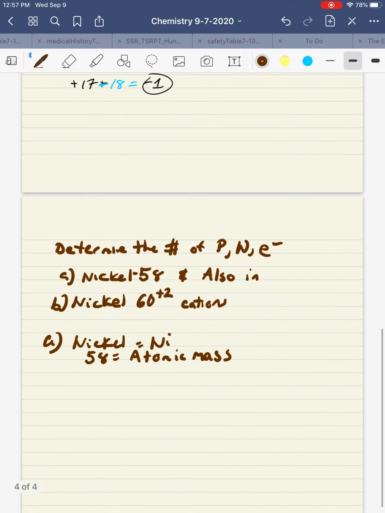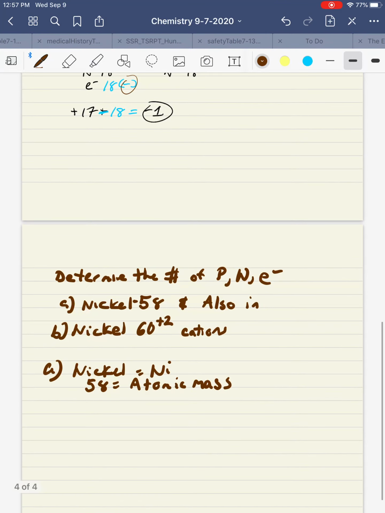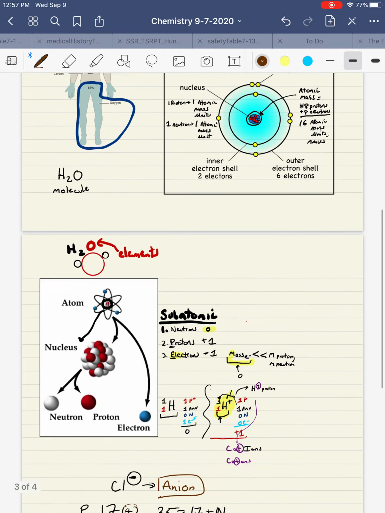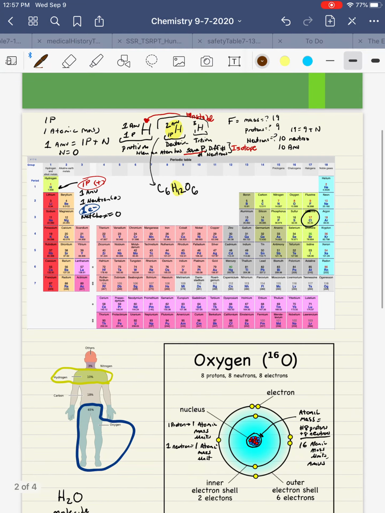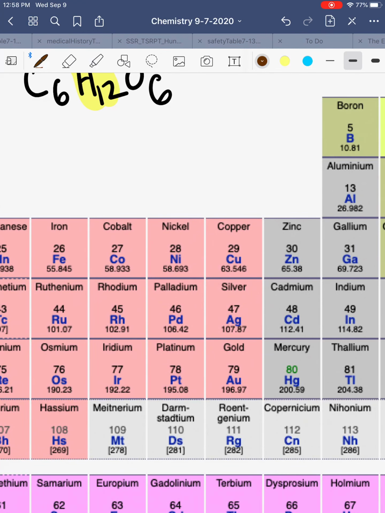All right, so you have to first go to the periodic table. Let's look at nickel. All right, nickel's right over here. Everyone see that? So the first thing we need to say to ourselves is, how many protons do we have? Well, that's easy. That's the atomic number. That's 28, right?